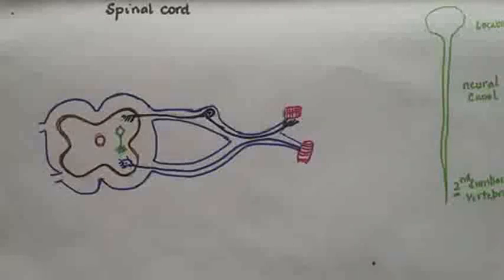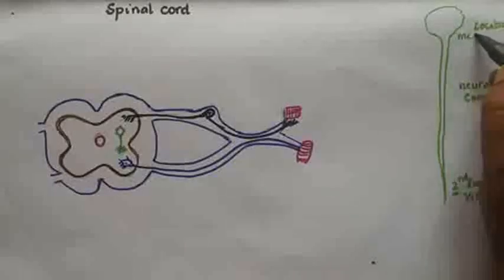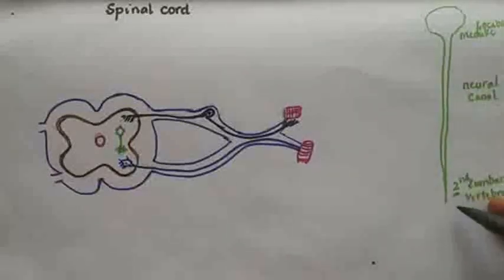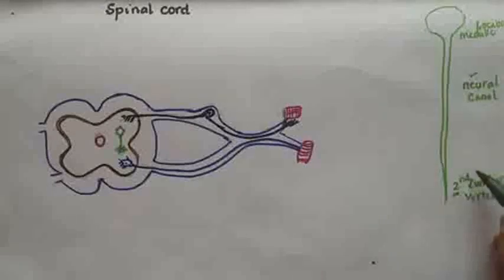So when you write the location of the spinal cord, you have to be very clear. You have to use three words carefully. That is, it arises from the medulla oblongata, runs the whole length of the backbone, passing through the neural canal and ends at the second lumbar vertebrae. So whenever they ask you about the location, children, you have to write it as given in the textbook.